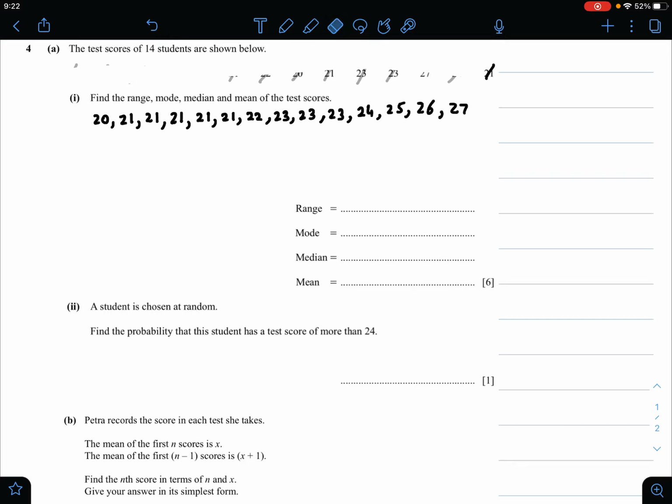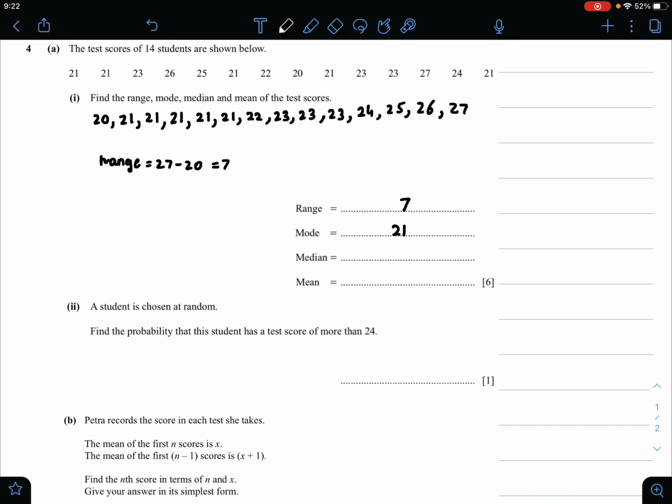Okay, now we can find the range, that is the biggest number minus the smallest number. So the range would be 27 minus 20, which is equal to 7. Now the mode is the number that occurs the most number of times. As you can see, 21 occurs 1, 2, 3, 4, 5 times, and no other number occurs 5 times. So 21 will be the mode of this set of numbers.